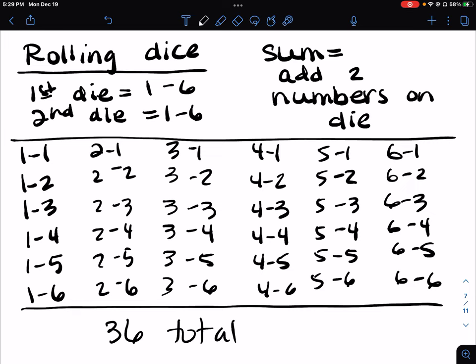Okay. 1, 1 means the first one and the second one land on a 1. 1, 2 means the first one lands on 1, the second one lands on 2. Okay, so the sum means they add to something. So what would be the probability of rolling a 2? That means they add to 2. There's only one way, and that's to get a 1 and a 1. So there's only one way to do that.